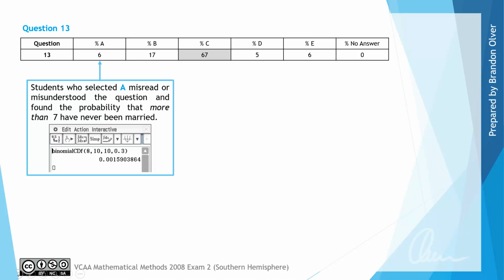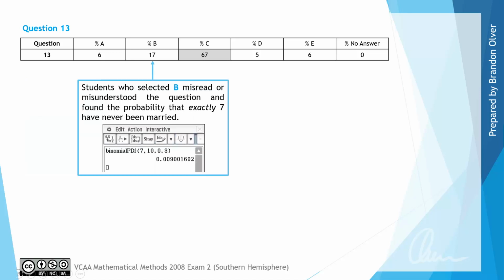And those that selected B, which was a large amount of students, they misread or misunderstood the question and actually found the probability that exactly 7 have never been married. So they didn't account for that at least 7, they just found the probability that 7 had never been married. So it's really important, I'll stress again, to read these questions correctly, and underlining and highlighting key points is a great way to ensure that you get this question right.